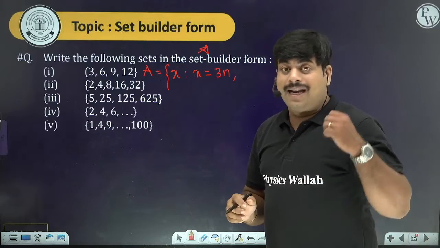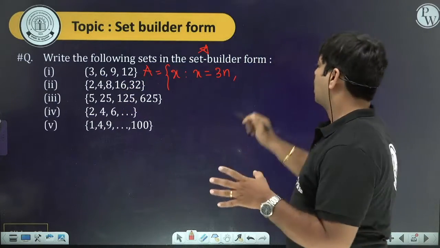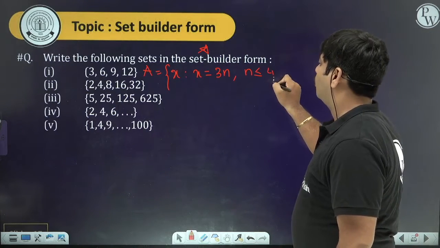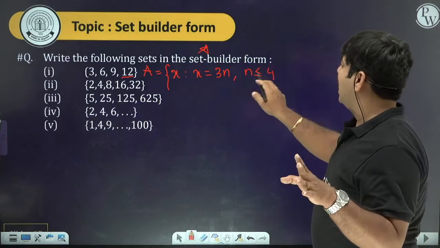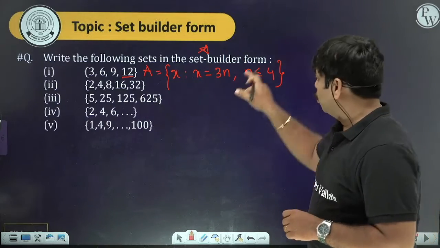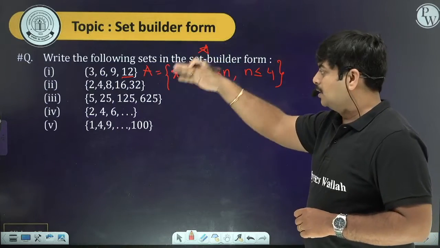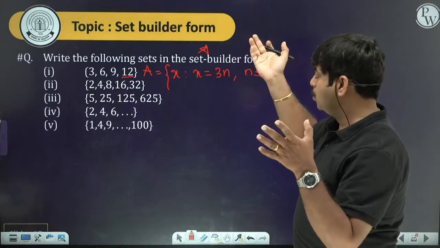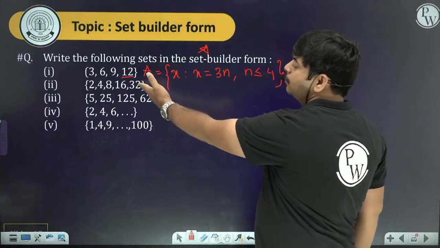But can I write all the multiples? No, I need to stop at 12, right? So n is less than or equal to 4, because 3 into 4 is 12. So n less than or equal to 4, I need to stop it there. If I don't mention this n is less than or equal to 4, I need to write more numbers. Next 3 multiples: 15, 18, 21, 24. No. As I shouldn't write all those, I need to stop it at this n less than or equal to 4. The same thing, next question.